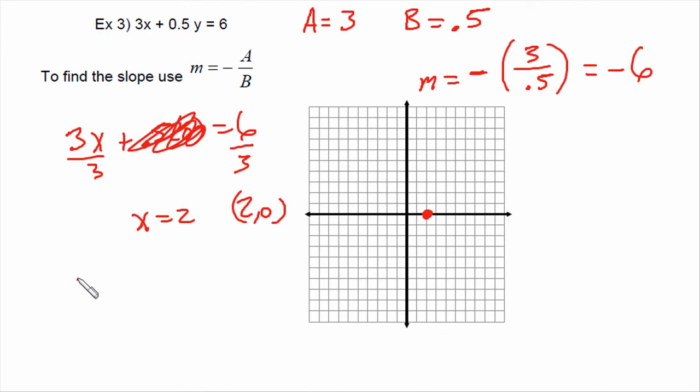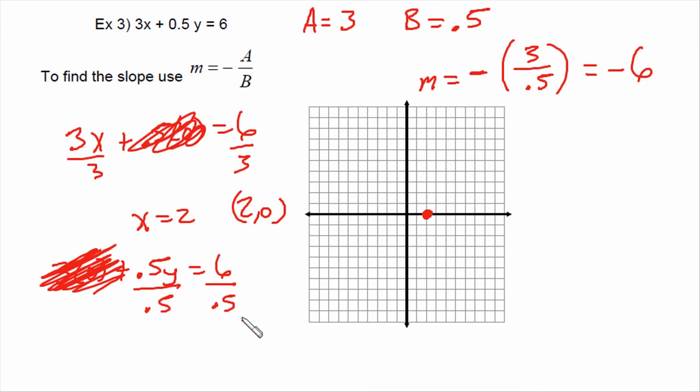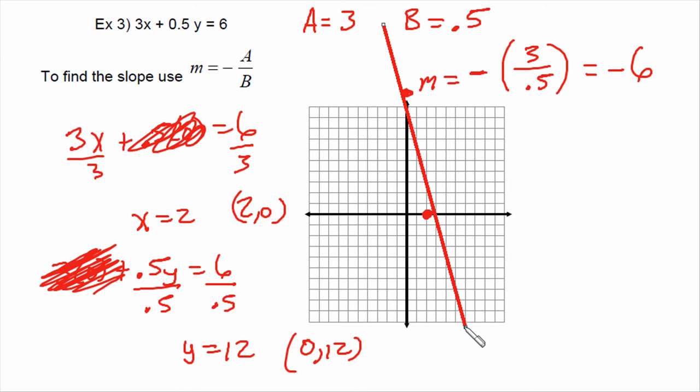Find the y-intercept, we set x to 0, so it's 3 times 0 plus 0.5y equals 6. This is gone now. Anything times 0 is 0, so 0.5y equals 6. Divide by 0.5. That's like multiplying by 2, so y equals 12. So my y-intercept is 0, 12. We'll be off our grid here by 2 spots. So the line looks like this. And that's it for this example.